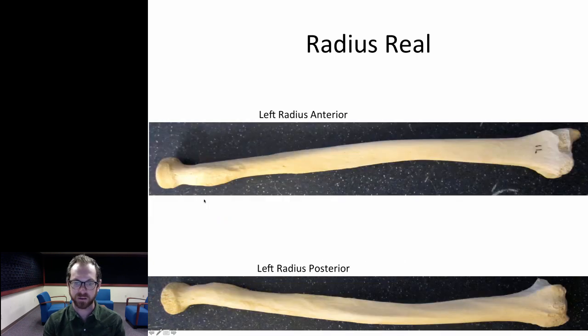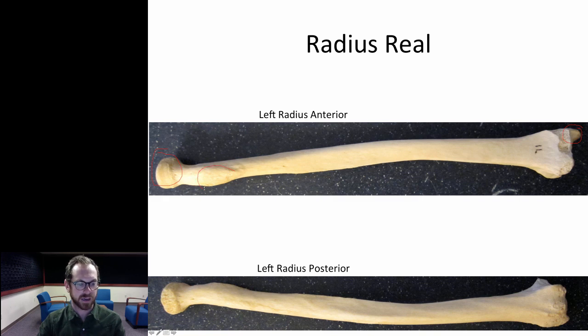So this is a right ulna. Now let's look at our radius here. We've got our styloid process on the distal end. This is our head of the radius, and this is going to be the proximal end.